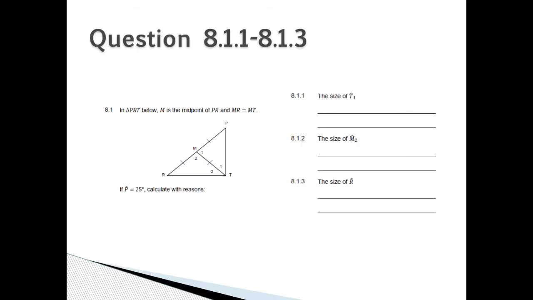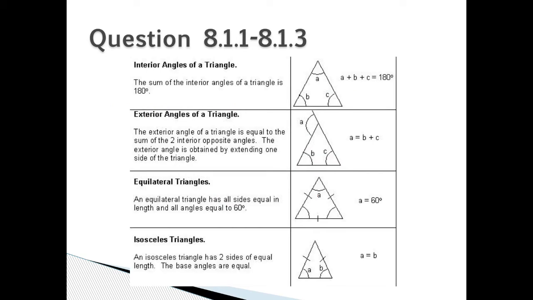Question 8.1. In triangle PRT below, M is the midpoint of PR and MR is equal to MT. If P is equal to 25 degrees, calculate with reasons the size of angle T1, the size of angle M2, and the size of angle R. It's important to know the rules when you're looking at a triangle.